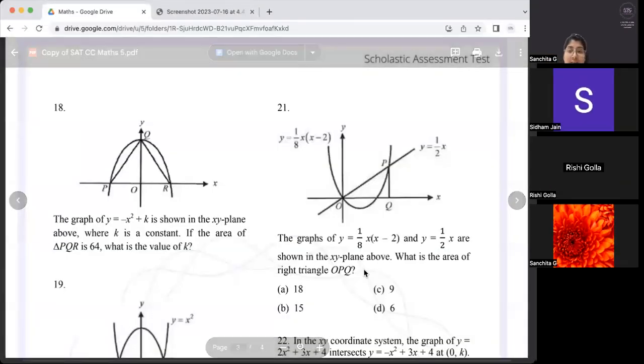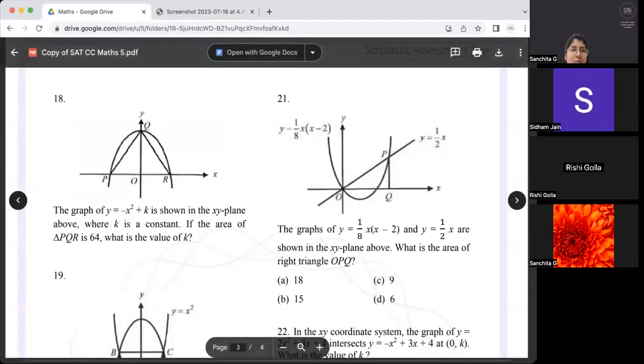One more thing. Let's see, 21. Is it B, ma'am? Uh, D, no. It's 9. Let's see. So I have two graphs, 1 and 2. First I want to find the intersection. One is linear, and this is a parabola, quadratic. I need to find the intersection.